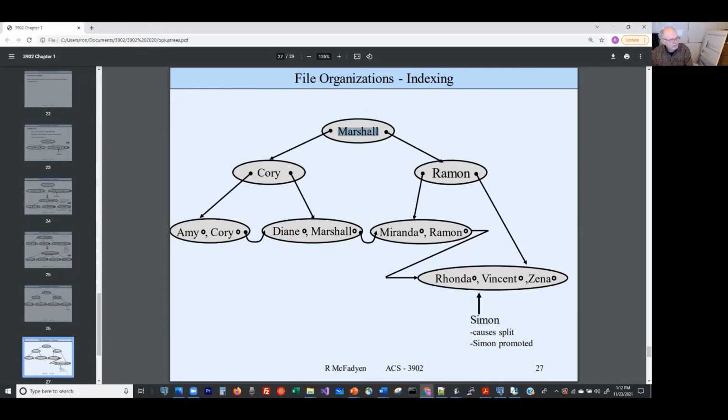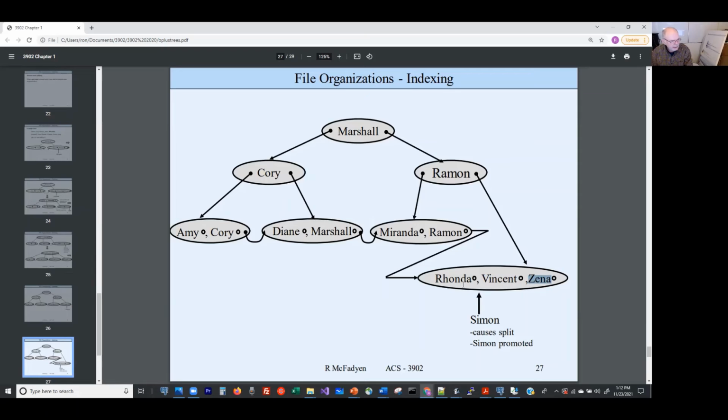Simon is greater than Marshall, so we follow to this subtree. Simon is greater than Raymond, so we go to this subtree, which is a leaf. And so Simon belongs here between Rhonda and Vincent. And what happens is that we're exceeding the capacity, and so it needs to split. Rhonda and Simon, being the lesser values, stay here. Vincent and Zena, being the larger values, go into a newly allocated node.